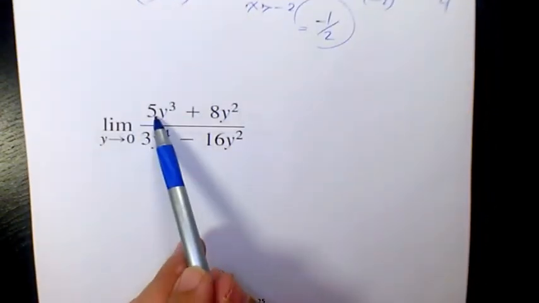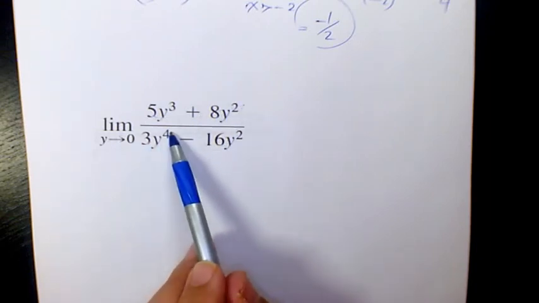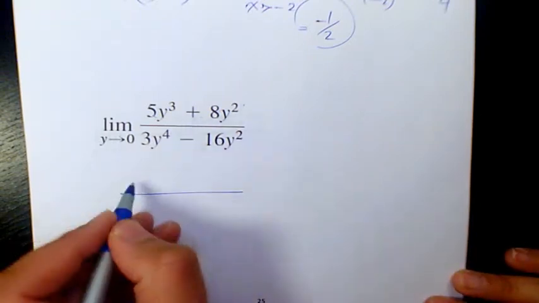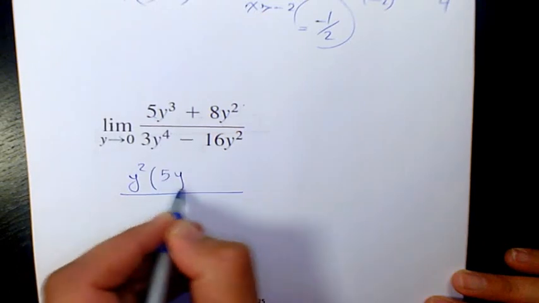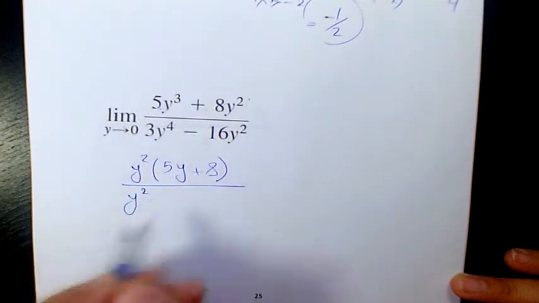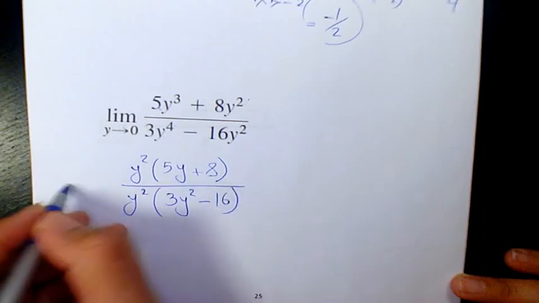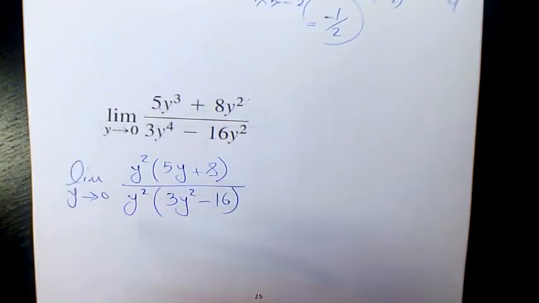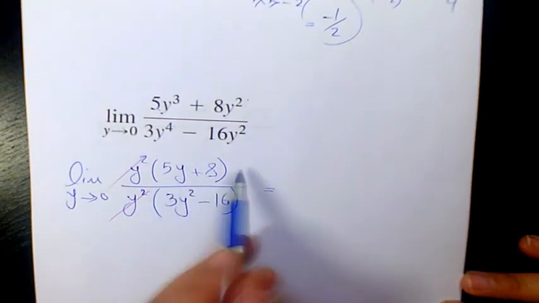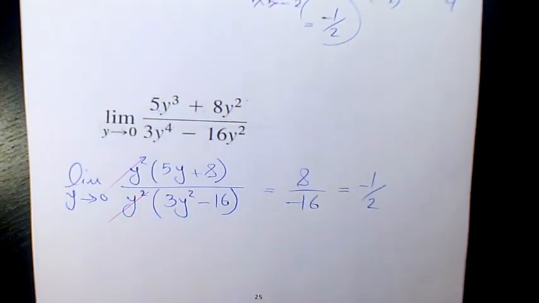Then limit of 5y cubed plus 8y squared divided by 3y to the power 4 minus 16y squared. What we need to do is factor y squared here. 5y plus 8 divided by, again, when you factor y squared, it's going to be 3y squared minus 16. Limit when y approaches 0. These two cancel out, and we have 5 times 0, 0 plus 8 is 8 divided by negative 16. So it's going to be negative 1 over 2.